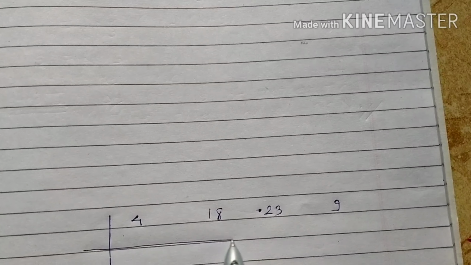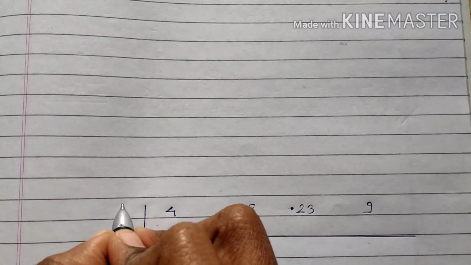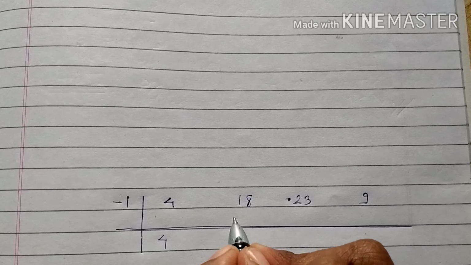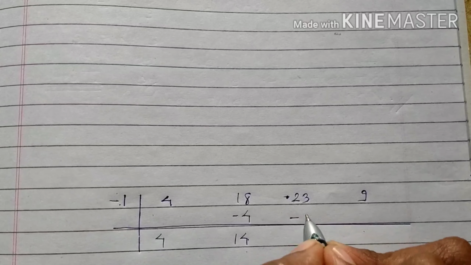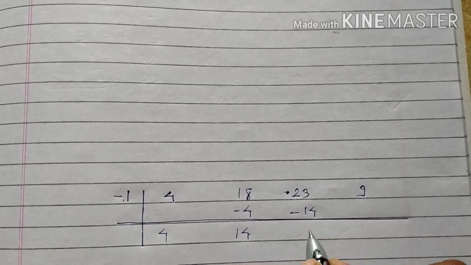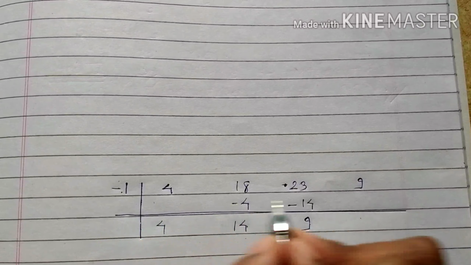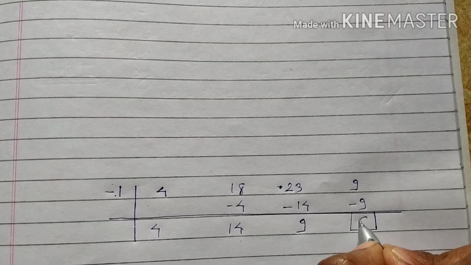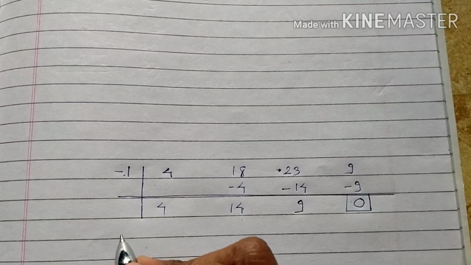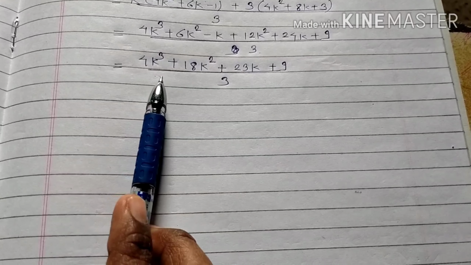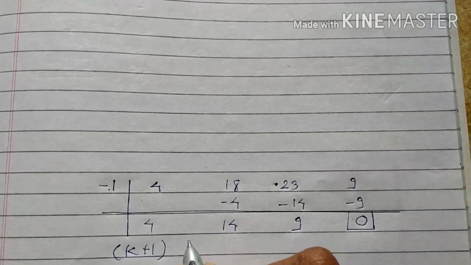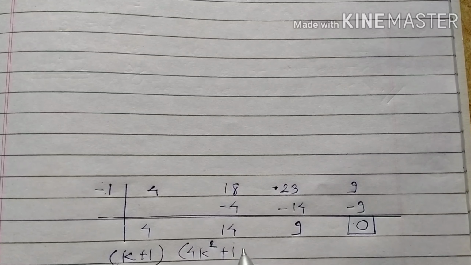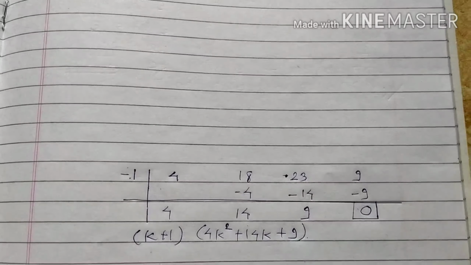Now take here plus 23 and use synthetic division. So 4 as it is, take here minus 1. So 4 into minus 1 is minus 4, 18 minus 4 is 14. 14 into minus 1 is minus 14, plus 23 minus 14 is 9, and this is 9. So it is minus 9, which is equal to 0. So here we are done with our synthetic division. Here the variable is k, so we take the factor k plus 1 and 4k square plus 14k plus 9.